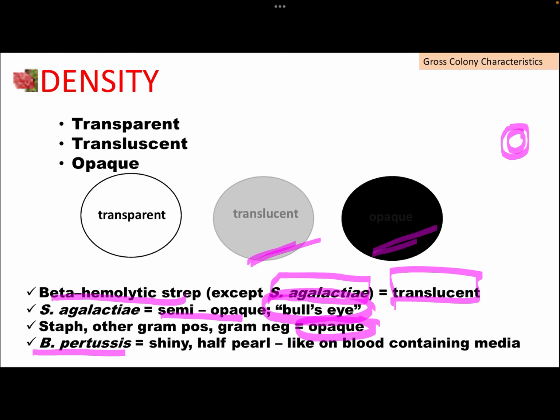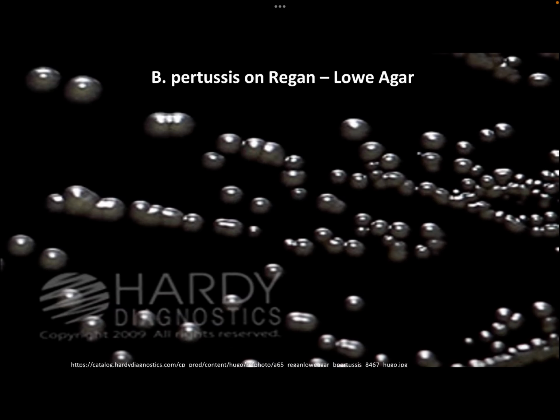One of the unique characteristics of Bordetella pertussis is a shiny, half pearl-like appearance on blood-containing agar. I will let you see it later. The shiny half pearl. So that's Bordetella pertussis. Anyway, here it is. This is on Regan-Lowe agar, a charcoal blood agar. As you can see, Bordetella pertussis is again shiny half pearl on Regan-Lowe agar.